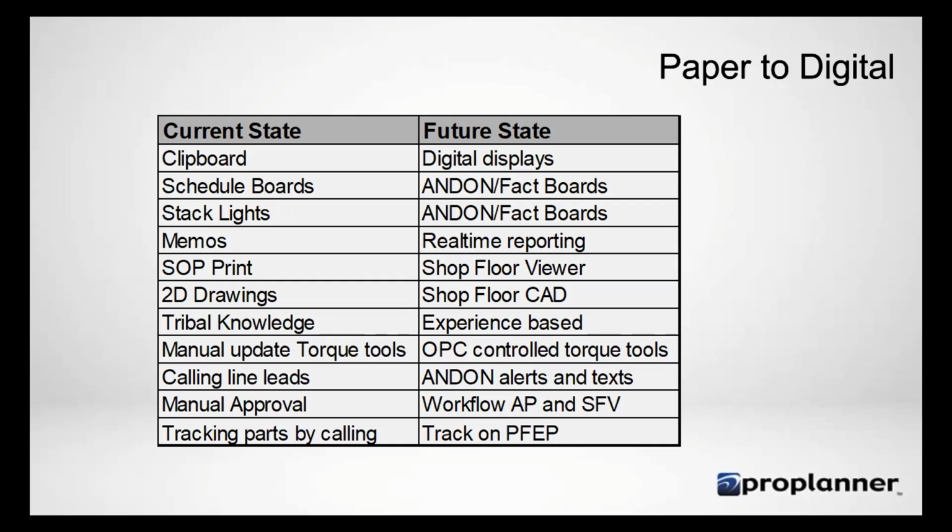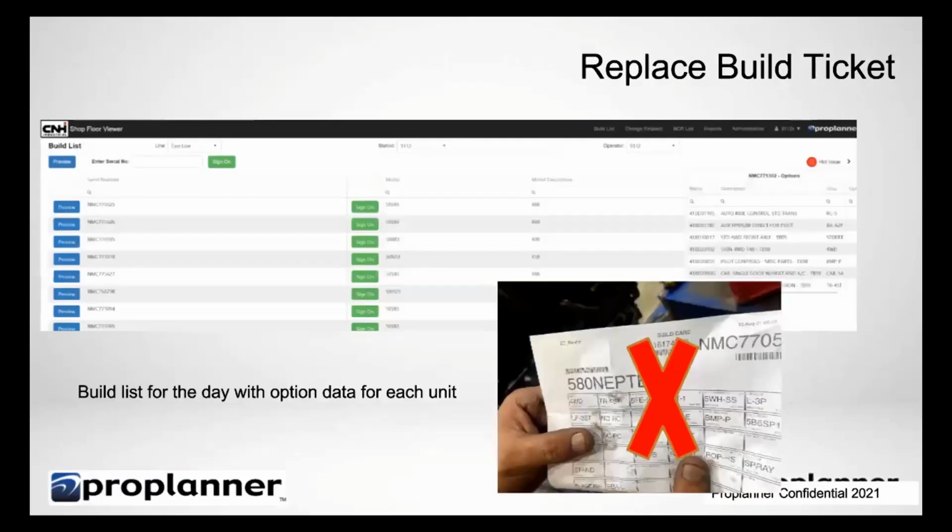I want the system to let the operator know what to do and what not to do. And I'll touch upon that a little bit, the experience-based. I don't want them to guess the torque. I want us to control what torque values they have to work on, and I want an alert system that lets everyone know what's going on, right?